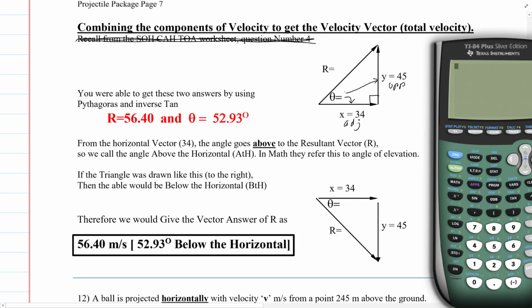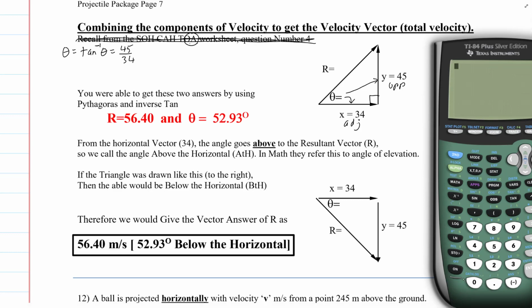To get the angle, we will use the tan, because it's TOA: tan is opposite over adjacent. We have opposite and adjacent, so we're going to use the tan. This is a refresher of Math 10. So the tan of that angle is equal to the opposite, 45, all over the adjacent, 34. We put in 45 divided by 34, but we want the angle, so we're not going to take the tan of it. We're going to take the inverse tan to get the angle.